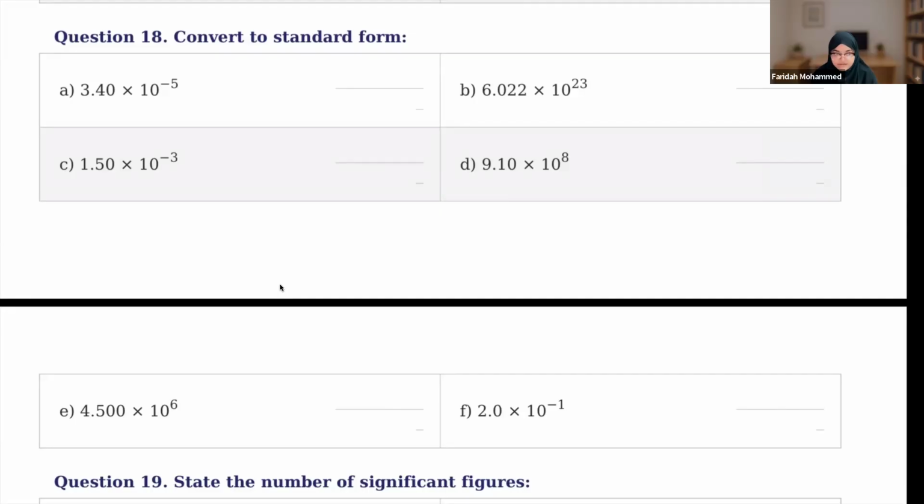Is there any of you taking regular chem or all of you are taking honors chem? All are taking honors chem? Yeah?